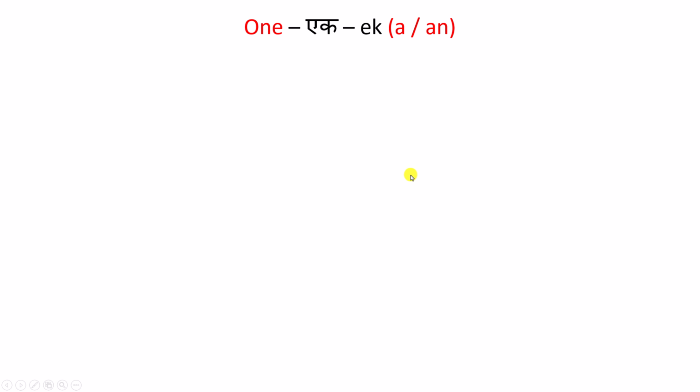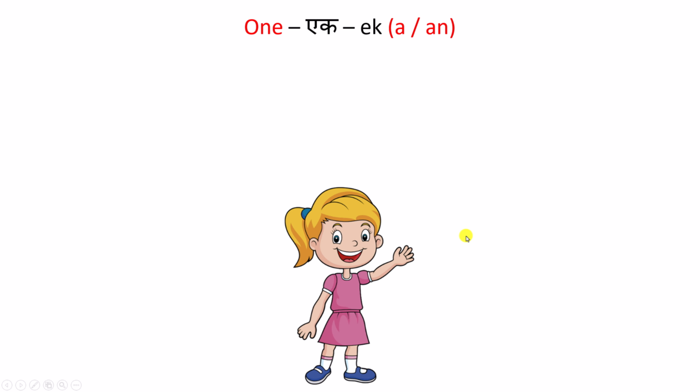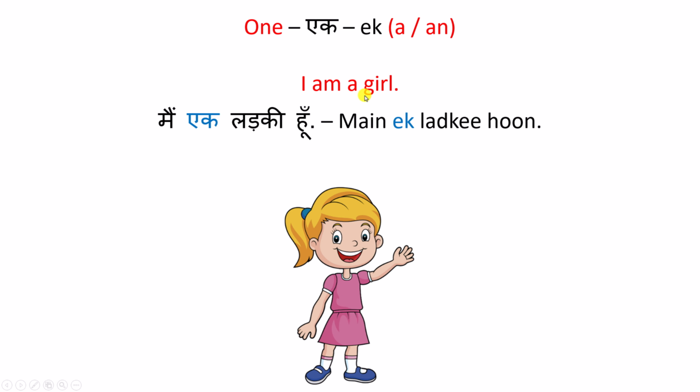Okay? Next, if you are a girl and you want to say "I am a girl" in Hindi, then you will have to say मैं एक लड़की हूँ. मैं एक लड़की हूँ. मैं is I, एक is a, लड़की is girl, हूँ is am. Okay? Leaving out the word for "a", the sentence would be मैं लड़की हूँ. Alright? Next.